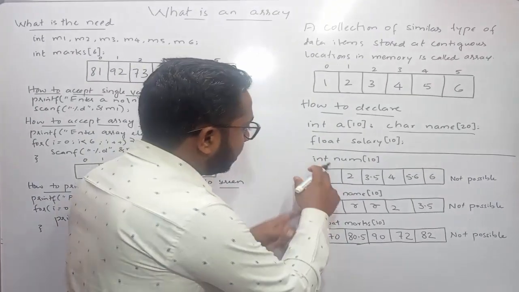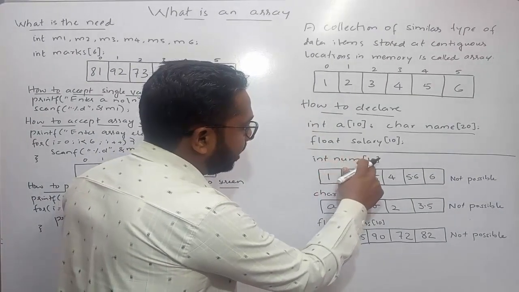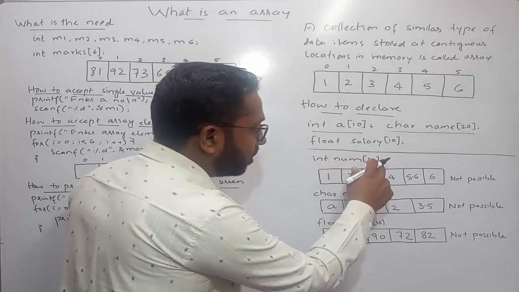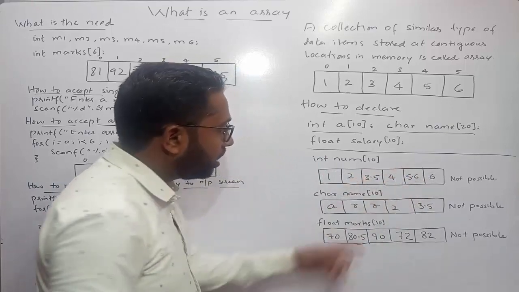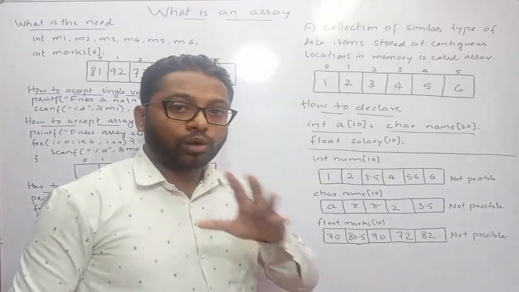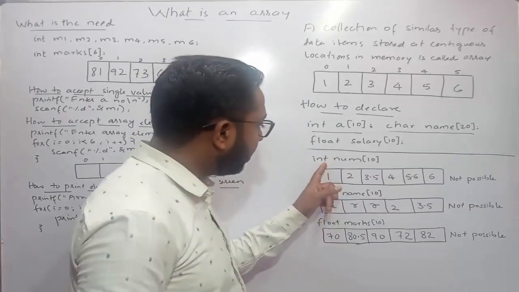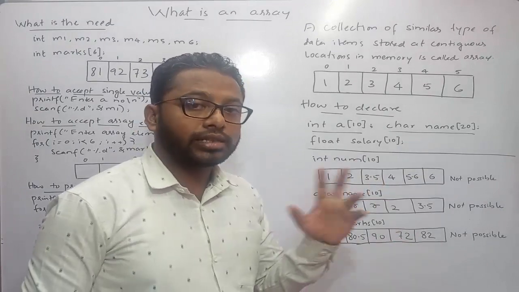As you can see here, I have created an integer array and the name of the array is num, and this array is going to hold 10 numbers. I have passed 6 numbers, but 2 of the items of this array are of type float, which is not possible. If you have created an integer array, then you can only store integer numbers inside that array.